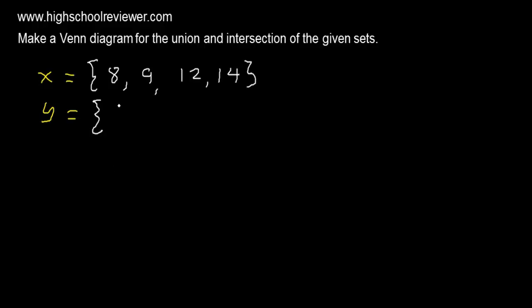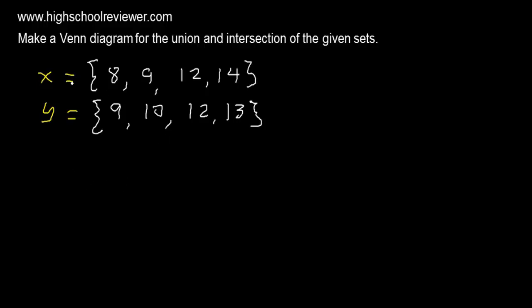And for our next problem, we have the sets X and Y. The elements of X are 8, 9, 12, and 14. And for set Y, our elements are 9, 10, 12, and 13. We will make a Venn diagram for the union and intersection of the given sets.